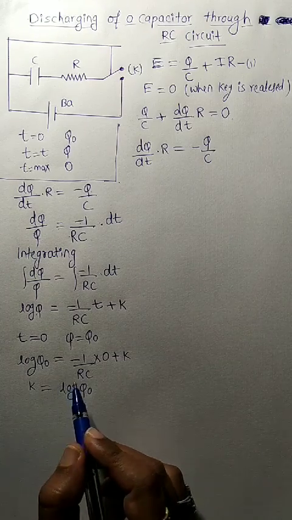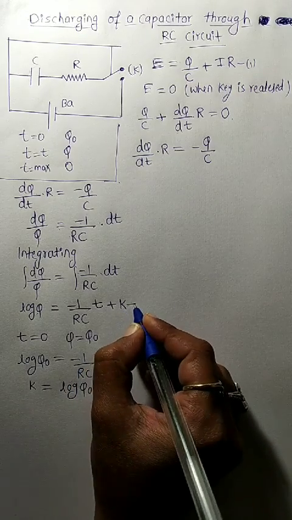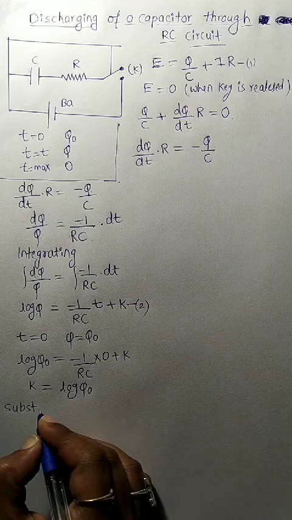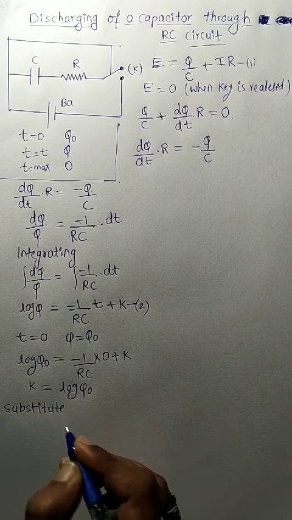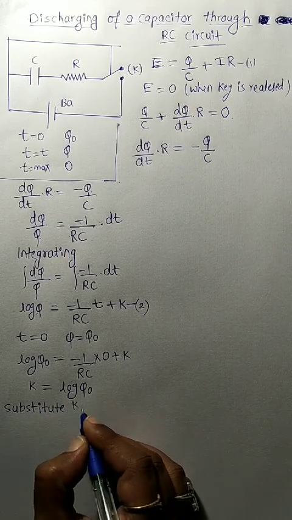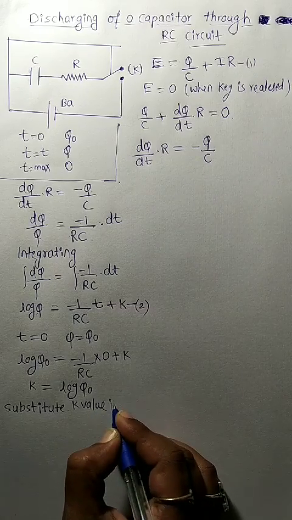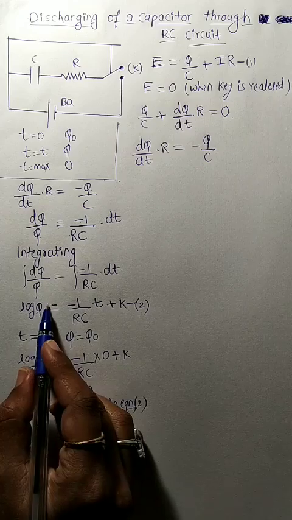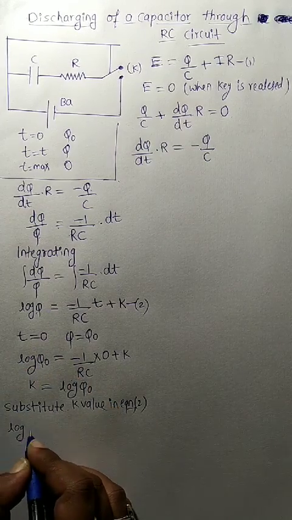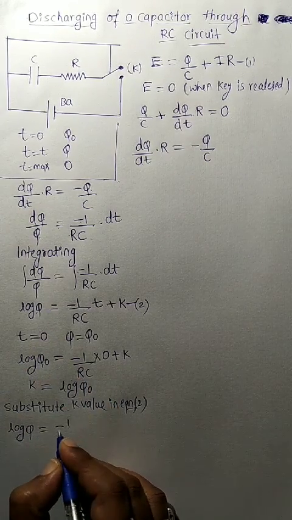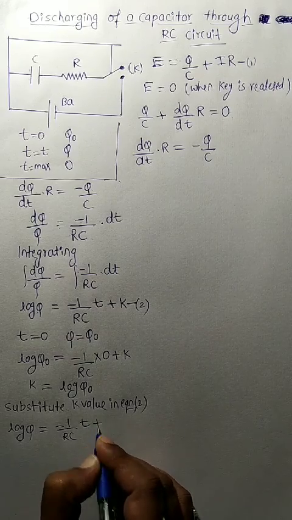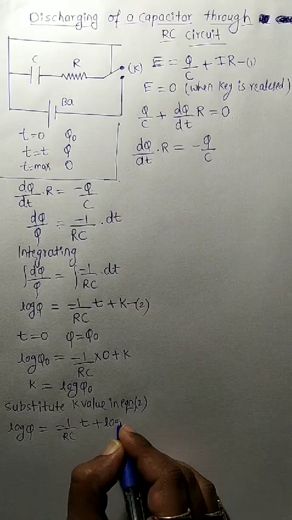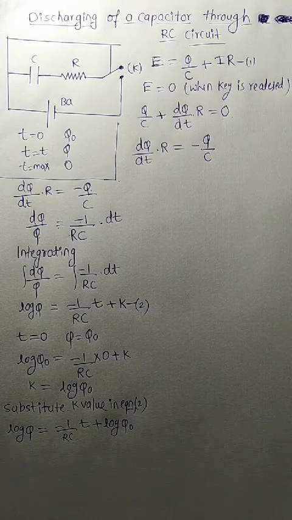Now I'll call this one the second equation. Substitute the k value, whatever the k value is, in equation number 2. So we get log of Q is equal to minus 1 by RC into T plus the K value. K value is log Q naught, so plus log Q naught. We got the value.